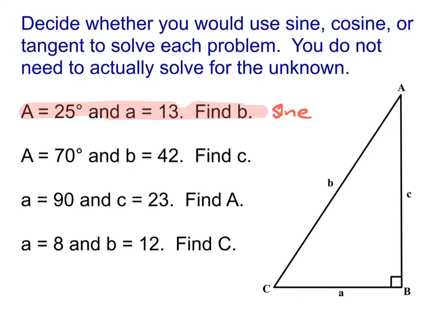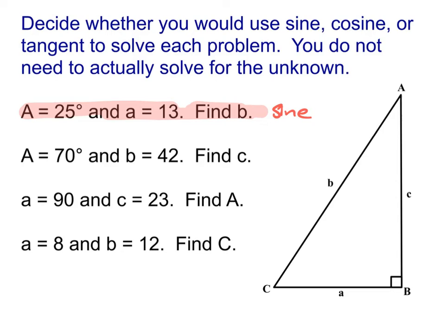All right, next up, let's take a look at this next problem. In this problem, notice we're told that A equals 70 degrees, angle A. So again, I'm going from angle A up there. Then I'm told that side B is 42 units long. So I'm going to be dealing with side B, which is called the hypotenuse.